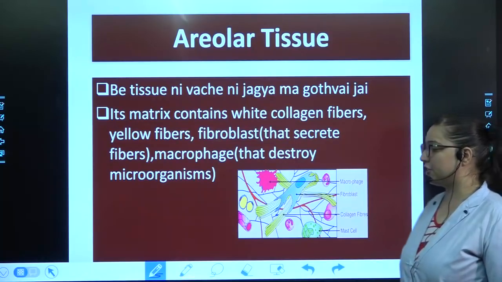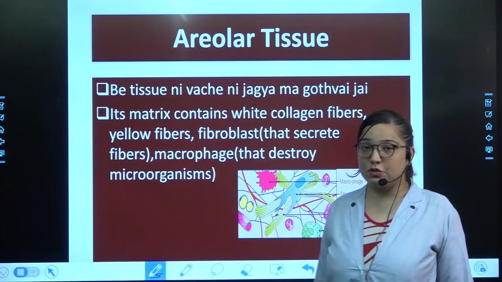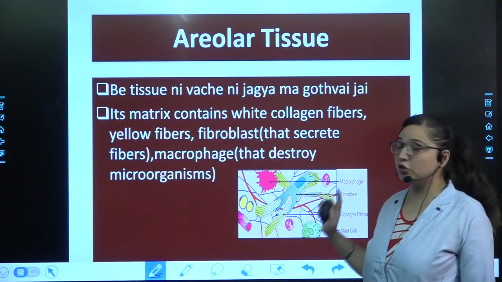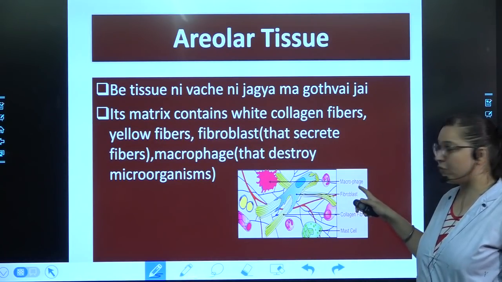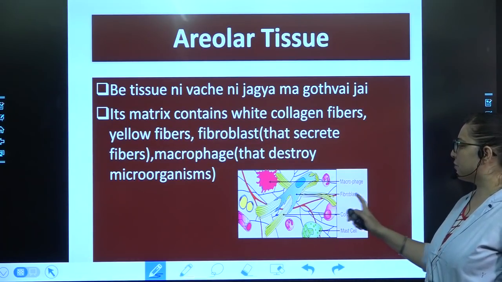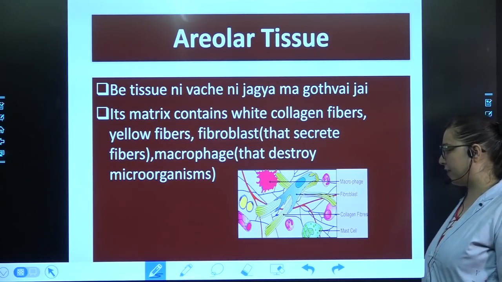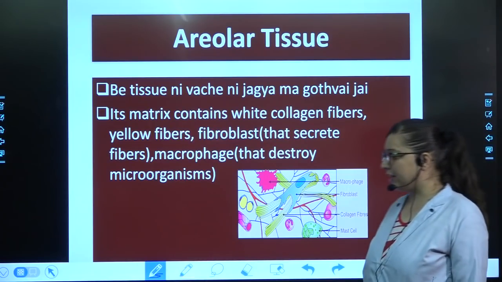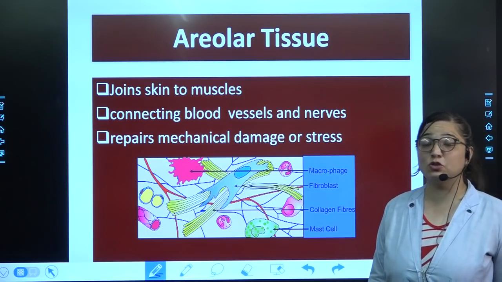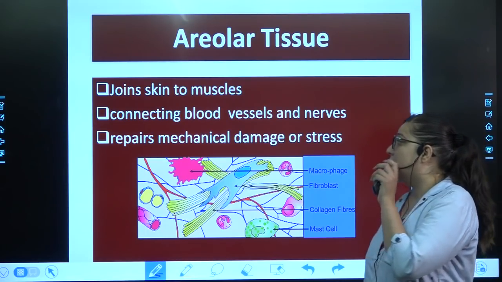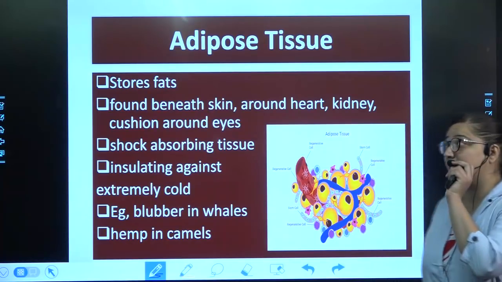Then the further classification, in that the very first one is of proper connective tissue, which is the areolar tissue. Wherever there is place, this tissue will get settled. And what does its matrix contain? Its matrix contains macrophages that will destroy the microorganisms, fibroblasts, which are generating the fibers, and there are yellow fibers and white fibers. Next, about some functions of areolar tissue. It will join skin to the muscles, connect the blood vessels to the nerves, and it will help in repairing the mechanical damage.